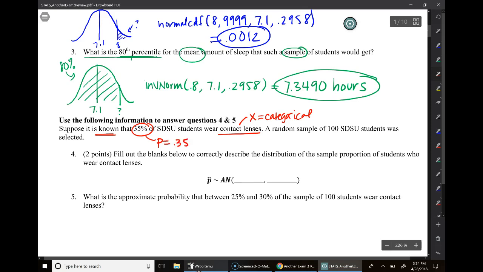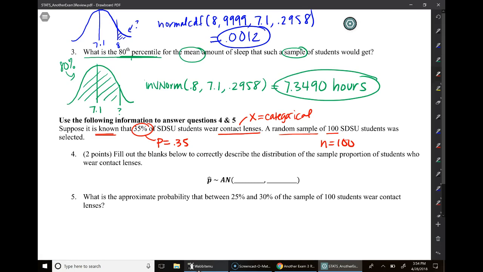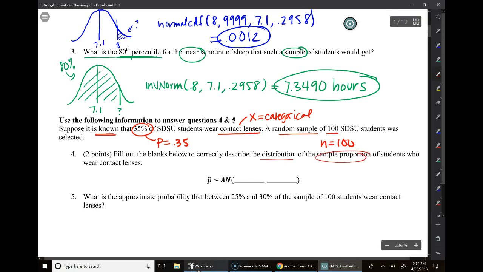And then we have a random sample of 100 SDSU students is selected. So we have an N and a P. And then it says fill out the blanks correctly to describe the distribution of the sample proportion who wear contact lenses. So again, on the test, these could be blanks. They probably will be. And you're going to want to put, okay, what we're talking about, sample proportion, and then your only option for sample proportions is approximate normality.